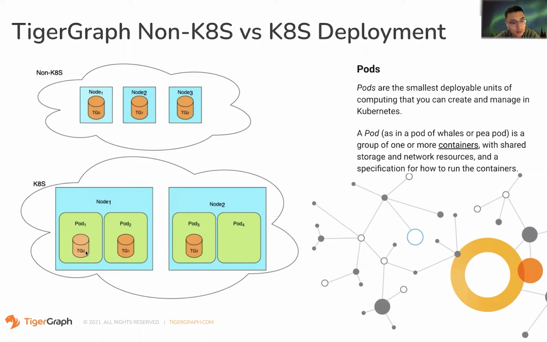In this case, database instance 0 and instance 1 are running on pod 1 and pod 2, which run on node 1. And database instance 2 runs on pod 3, which runs on node 2. So with this setup, you can actually run more database instances than the physical nodes you have.